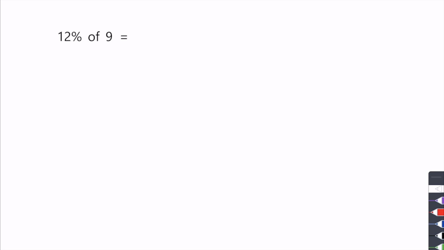Okay, so here we have 12% of 9. Now you may be thinking that, well, we can work out 10%, which gives us 0.9, because you divide 9 by 10. Then we can work out 1%, so you have to divide 0.9 by 10 again. But that gets really confusing. You can do it like that, but it gets a little bit tricky.